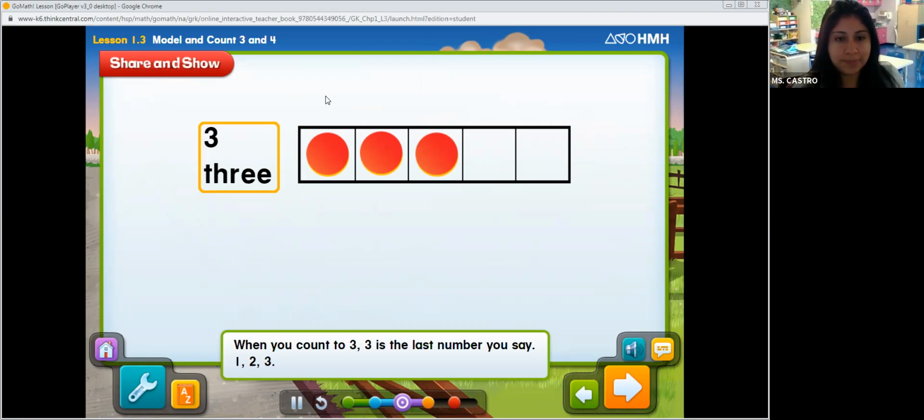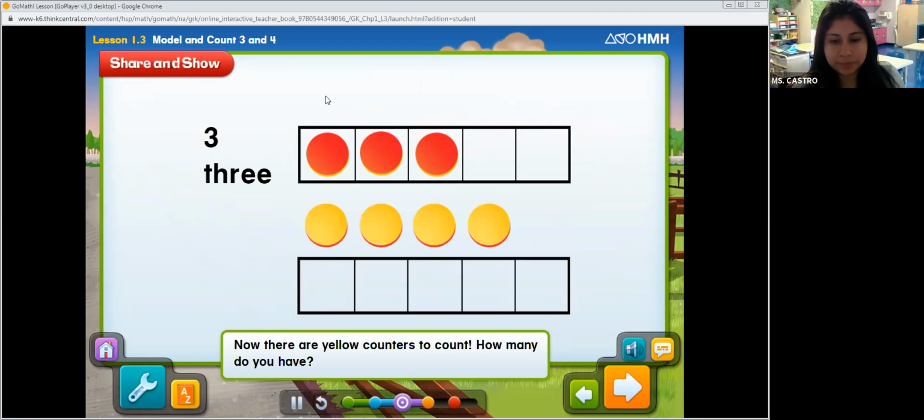1, 2, 3. Now there are yellow counters to count. How many do you have? Move these counters to the 5 frame and count them.